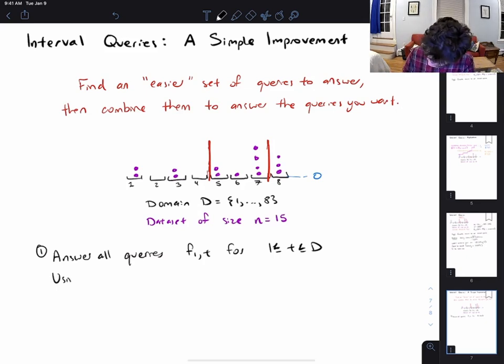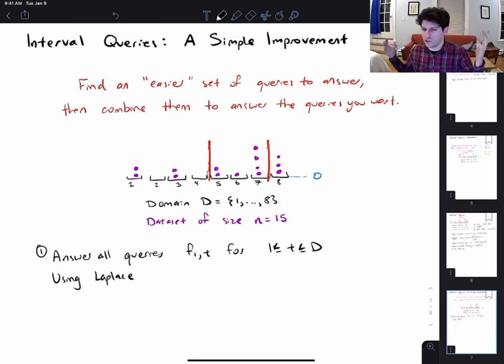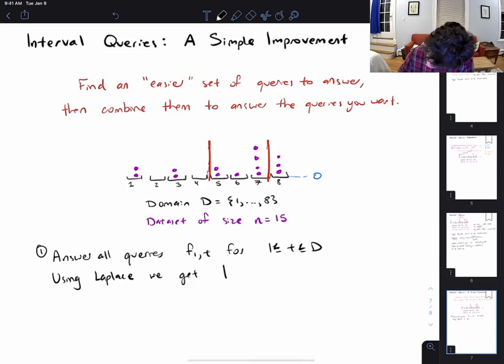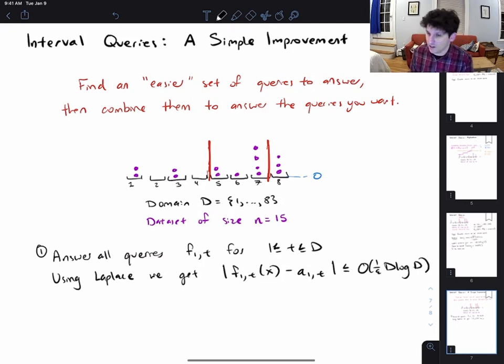So using Laplace, we've already won, just because we've reduced our set of queries down to d instead of d squared. So what we get is a bunch of answers such that the difference between our query and the answer is just order 1 over epsilon d log d. Not d squared, just d log d. Now, we don't have all the queries, so we're not done. What are we going to do?